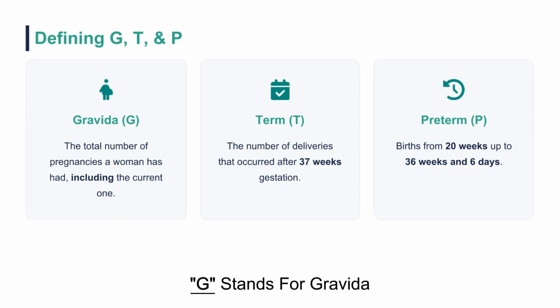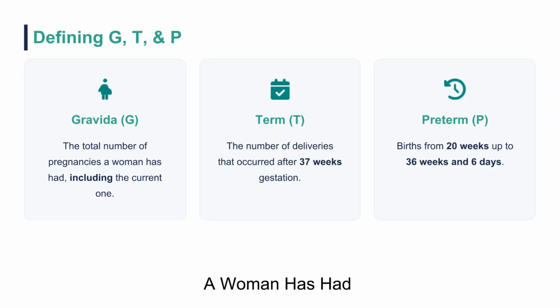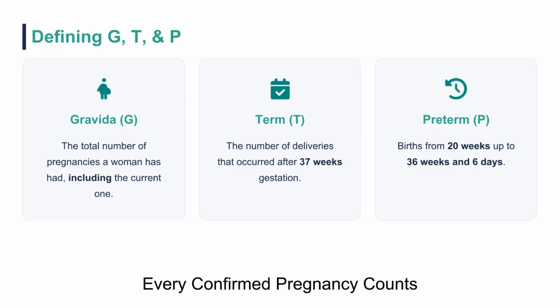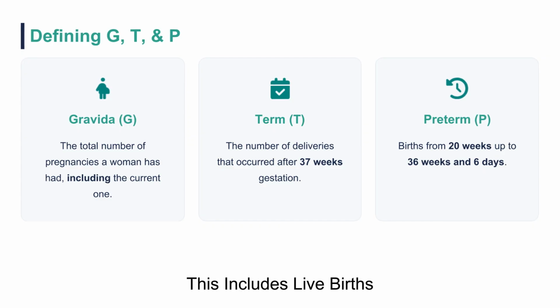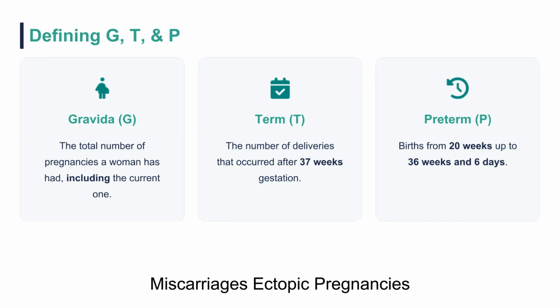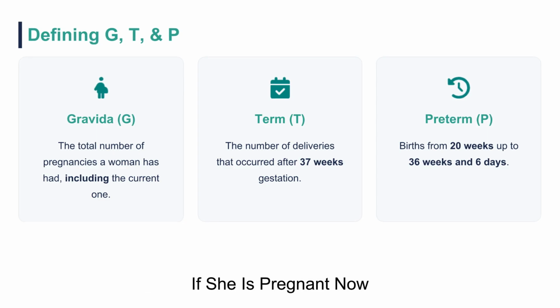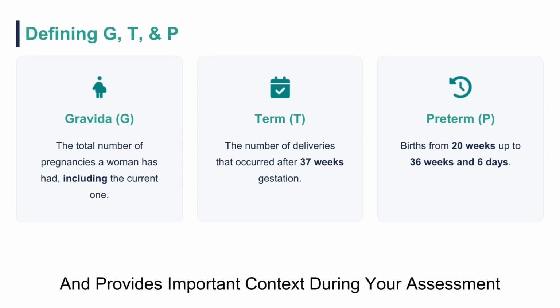G stands for Gravida. Gravida refers to the total number of pregnancies a woman has had, including the current pregnancy. Every confirmed pregnancy counts regardless of the outcome. This includes live births, miscarriages, ectopic pregnancies, stillbirths, and the current pregnancy if she is pregnant now. Gravida tells you how many times the body has experienced pregnancy and provides important context during your assessment.